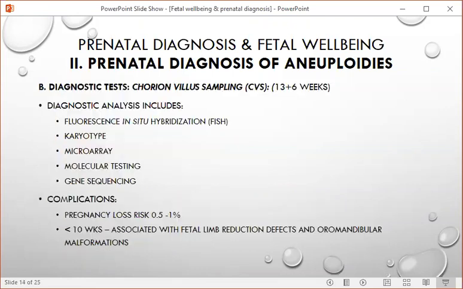And then coming to the individual tests, usually chorionic villus sampling is done around 13 plus or minus 6 weeks, 6 days. This is a diagnostic analysis. It includes fluorescence in situ hybridization technique, karyotyping, microarray and molecular testing, genetic counseling, and genetic sequencing depending upon the individual need of the patient. What are the complications? There is a pregnancy loss risk of 0.5 to 1%. If chorionic villus sampling is done below 10 weeks of gestation, it is associated with fetal limb defects or oromandibular malformations.